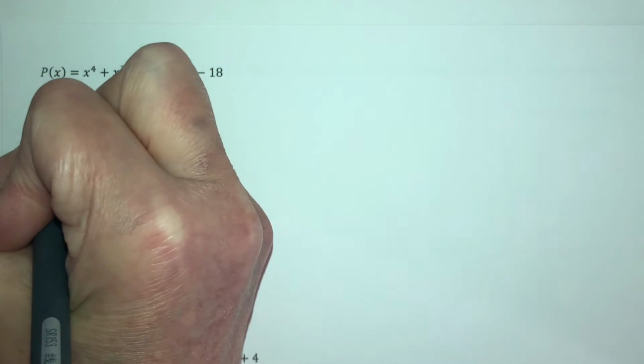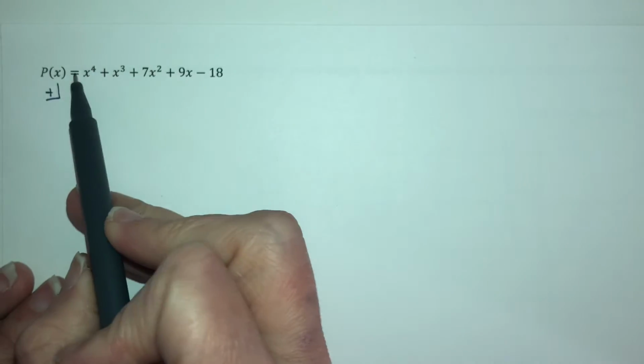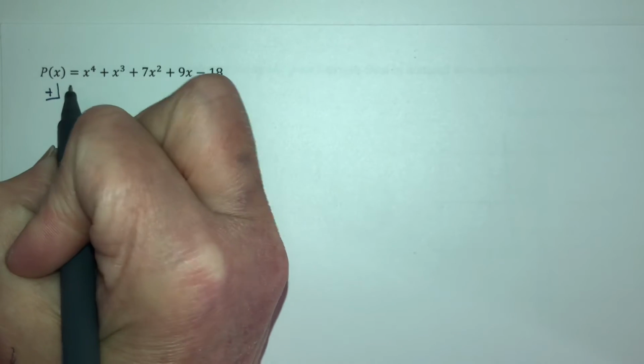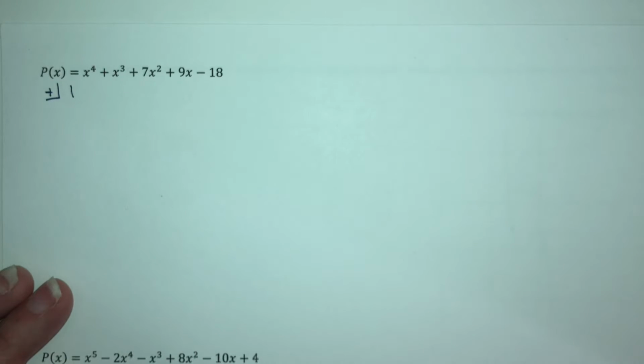We want to do the same thing here. We have x to the 4th plus 3x cubed plus 7x squared plus 9x minus 18. And we want to find all of our solutions. So first off, let's figure out how many positive and negatives we can have. So for positives, I look for sign changes here. Here I have a positive to a negative, that's only 1. So I have one positive solution.